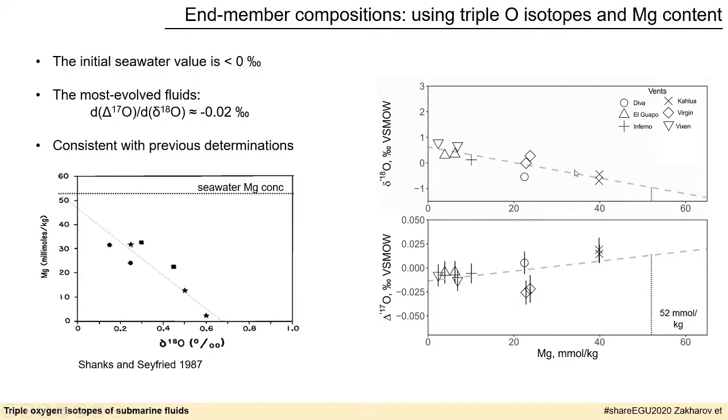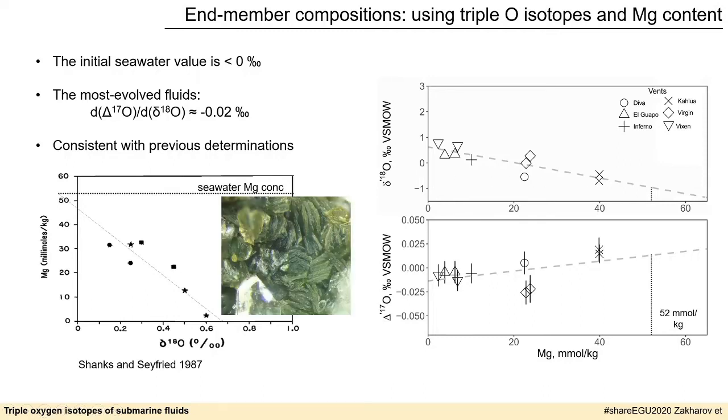Inevitably, when you sample vent fluids, some amount of seawater is being entrained during the sampling procedure. So to reconstruct the delta 18O value of the fluid end member, we extrapolate the magnesium concentrations down to the concentration of 0. And the concentration of 52 millimole per kilogram corresponds to the oxygen isotope value of ambient seawater. And this systematics works because upon interaction with basalt, when you produce a whole bunch of magnesium-rich phases, such as brucite or chlorite, the magnesium concentration of the vent fluid becomes extremely low.